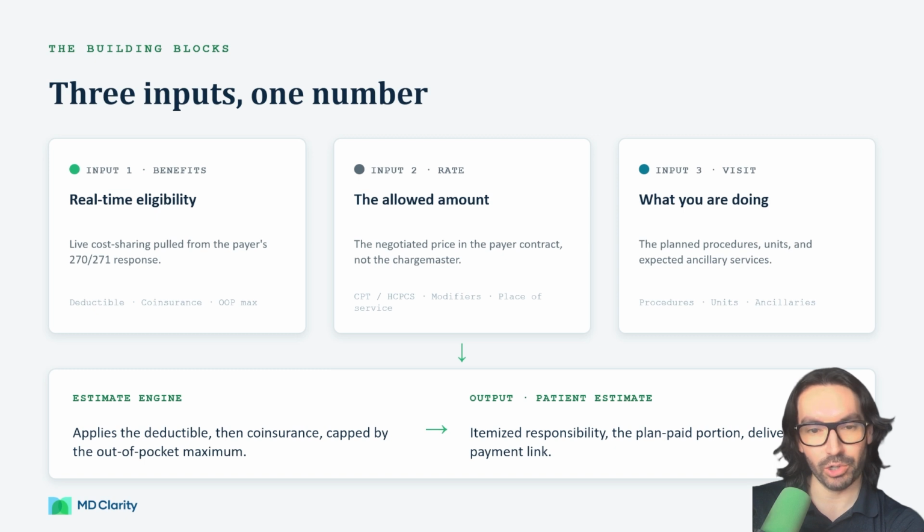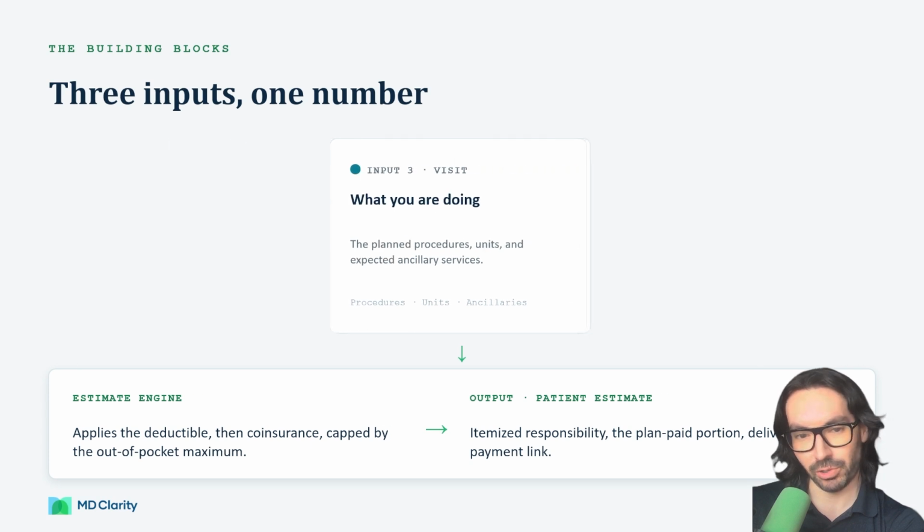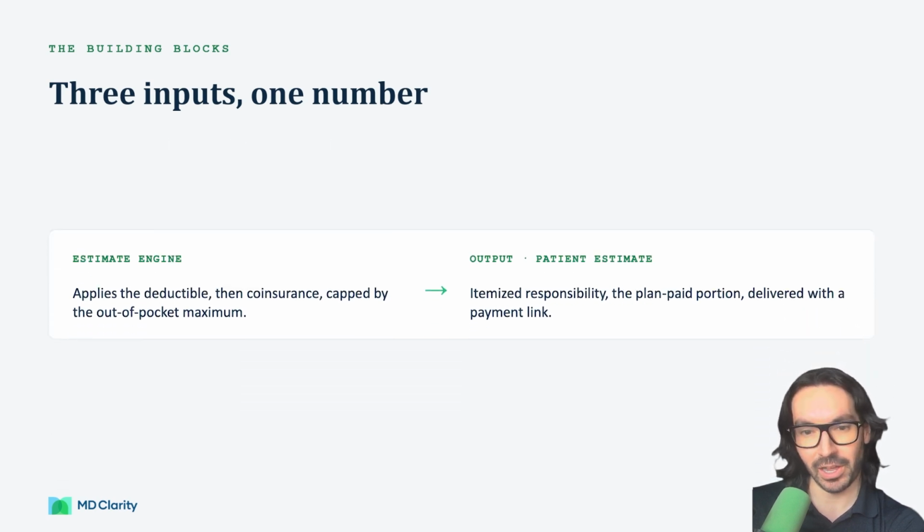This is the price you negotiated with the payer for that specific procedure code. It isn't the chargemaster, and it isn't the sticker price. It's the negotiated rate, and confusing those two is the single most common reason estimates come out wrong. The third is the visit itself, the actual procedures, the place of service, and any services you reasonably expect to come with it. Combine those three, apply the cost-sharing math, and you've got the patient's number.